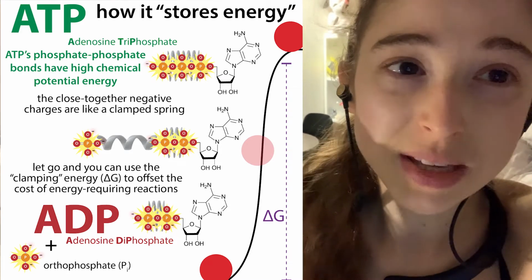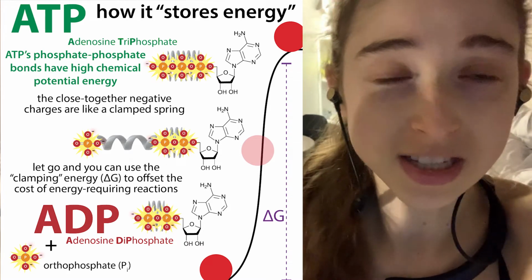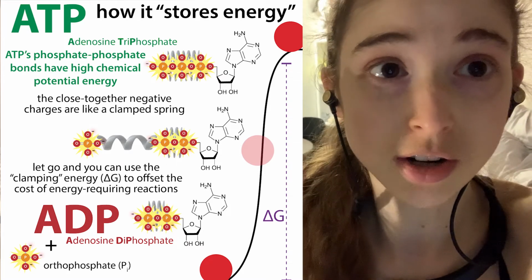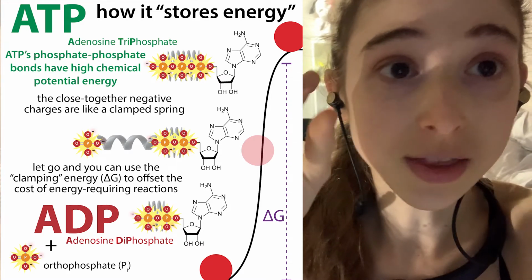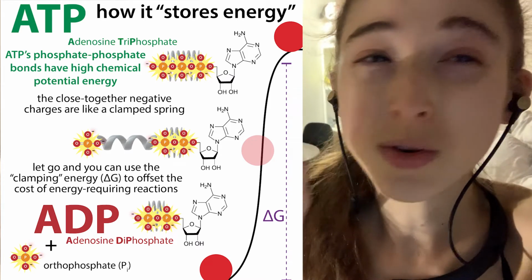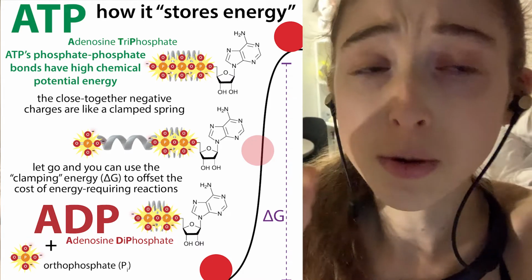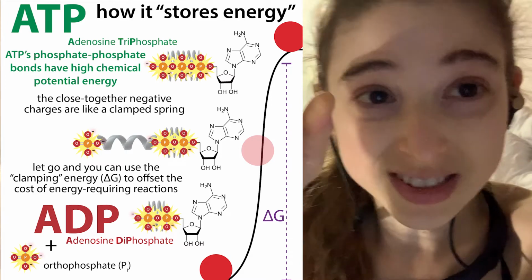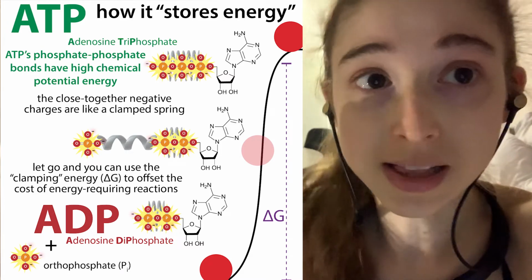Those ATP triphosphates, we'll get much more into this, are these negatively charged groups. And you have three of them that are tightly held together. When you have negative charges close together, they're going to repel from one another, but they have bonds holding them together. It's kind of like a clamp spring.